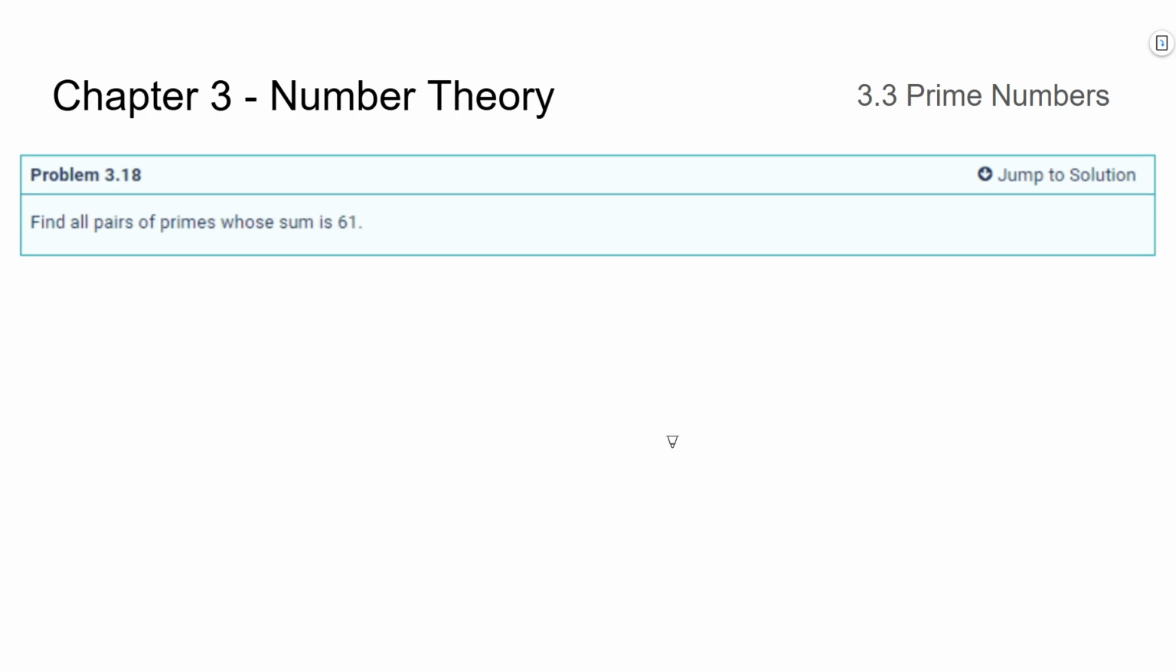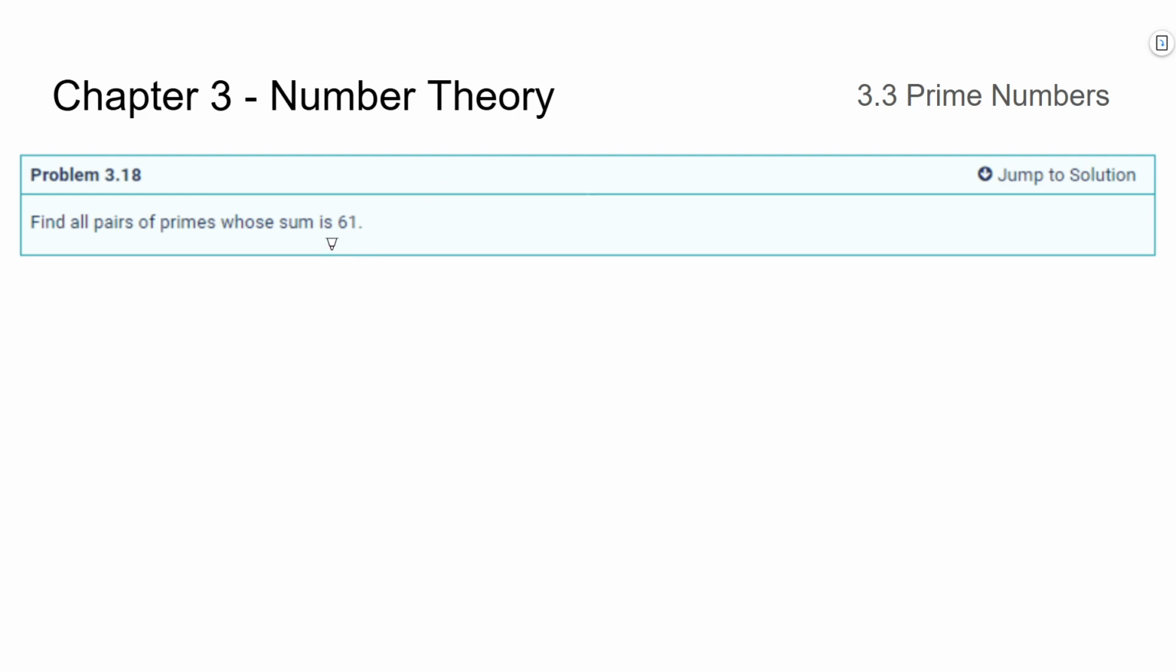All right, 3.18. Find all pairs of primes whose sum is 61. Go ahead and see if you can come up with an answer for this one. So this one, if you recognize one little trick, then this one is actually pretty easy. But it's a kind of tricky trick to find, something that you might have known and maybe forgot, or maybe you never knew this. So we'll go over it now.